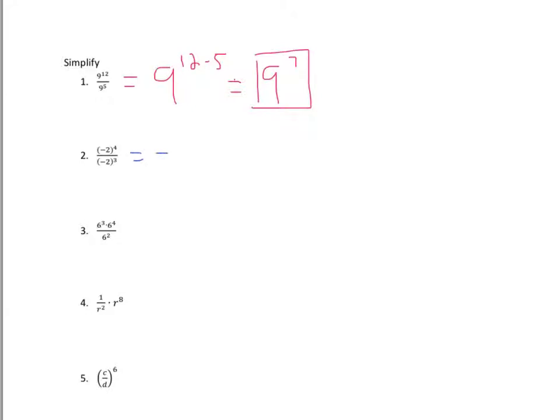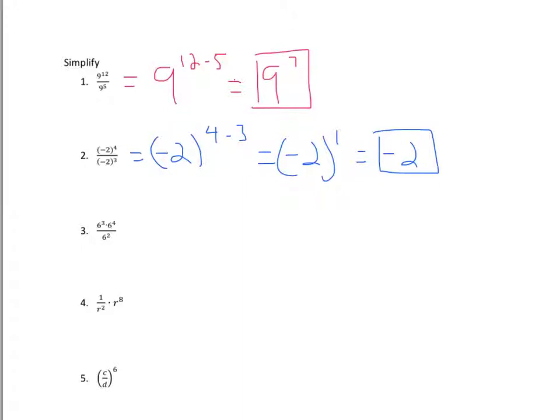Because negative 2 is our base, we're going to keep it. Make sure you put parentheses around it so I know that you are enacting the power over the entire negative 2, not just the 2. We've got this to the 4 minus 3 power, so it's going to be negative 2 to the first power, and we all know negative 2 to the first power is just negative 2, so that would be the correct answer.